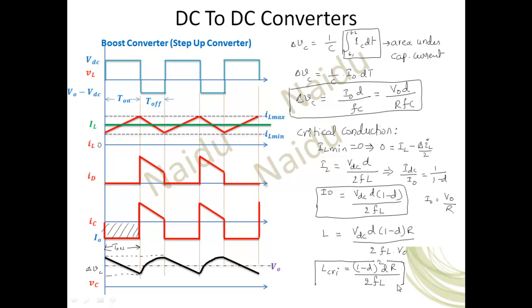This is the condition for critical inductance. If you select the filter inductance L less than the critical inductance, then obviously the conduction will be discontinuous. If the filter inductance is more than the critical inductance, then the conduction will be continuous. So that's the importance of the critical inductance. Okay, so move on. These are the things related to the boost converter.